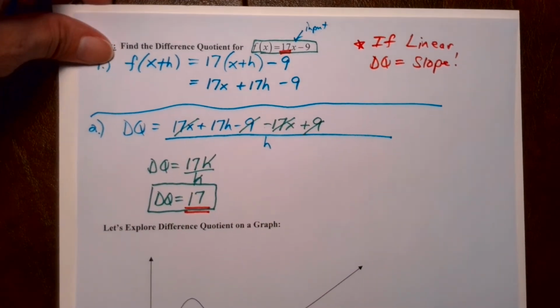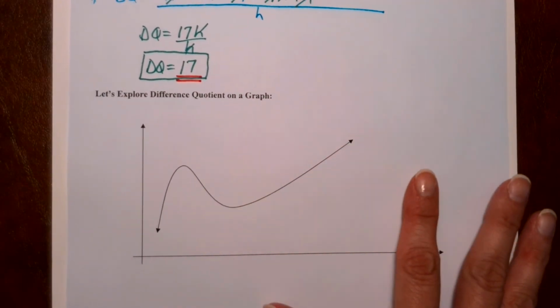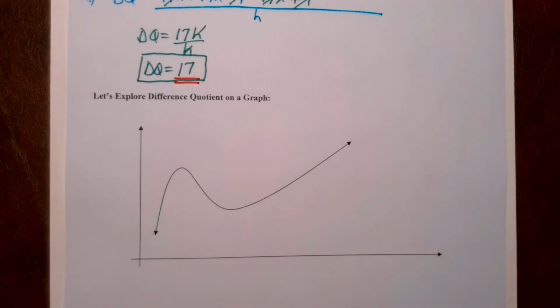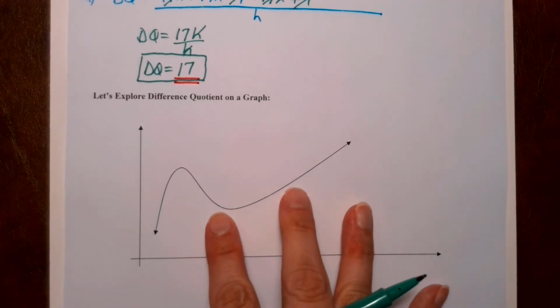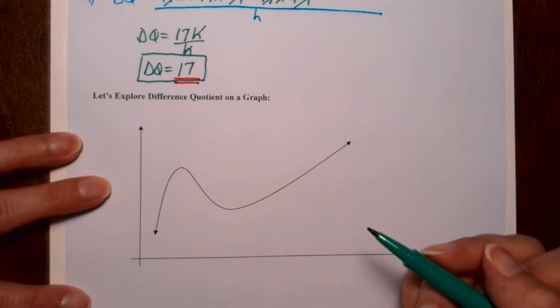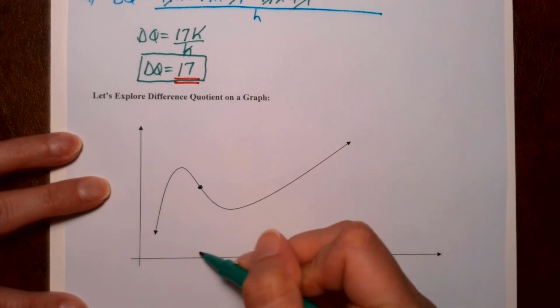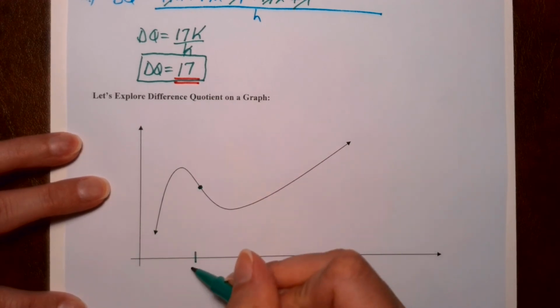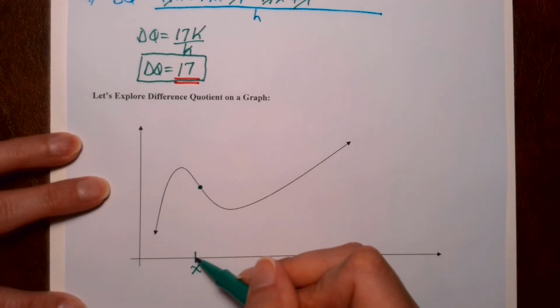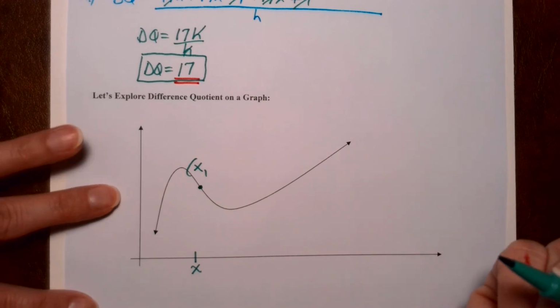So what does difference quotient mean? Let's explore this graphically. What are we doing here? Some people still don't know what we are doing. So let's take a look at a graph. I'm going to put a couple points on this graph. Let's go right here and call this x. So this is the point x, comma, what?